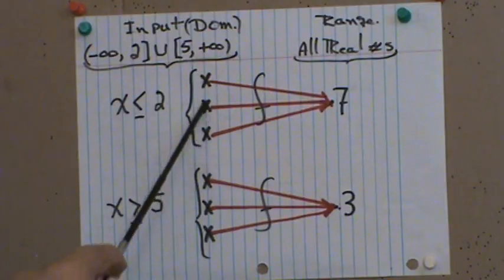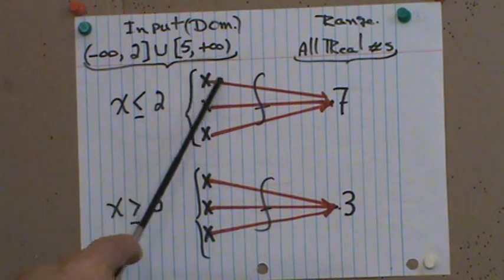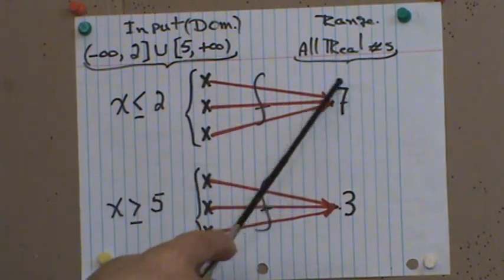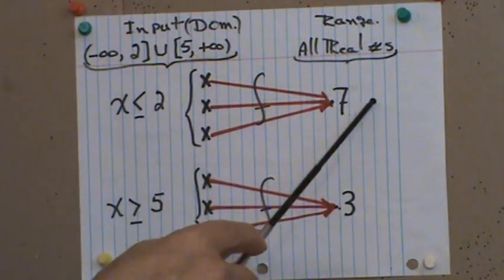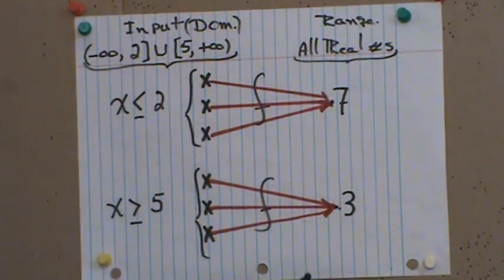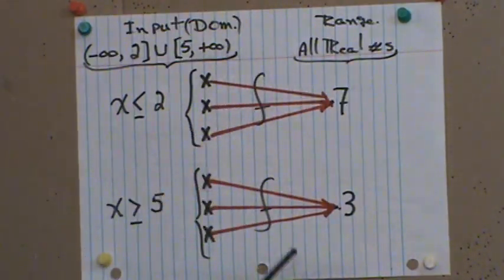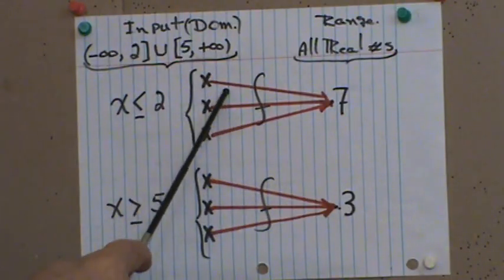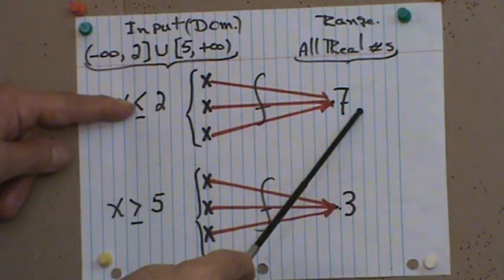These numbers are in the set of domains, all of them less than or equal to 2. All of them under F are paired with 7. And 7 is a point on the range. But the word each is not imposed on the set range. The word each is only imposed on the set of domain. So this is 1 point from the set of range.